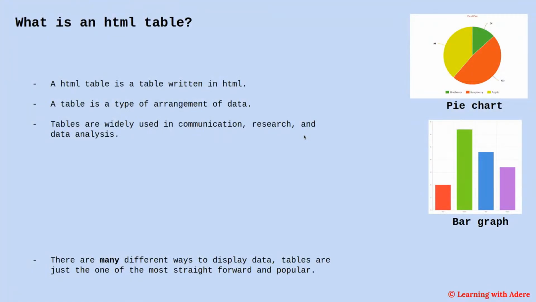So what is an HTML table? An HTML table is a table written in HTML. A table is a type of data arrangement. Other types of data arrangements you might be familiar with are bar graphs. You might have had to create these in school. Pie charts are another arrangement, and there are many others as well. Tables are widely used in communication, research, and data analysis. The reason we're specifically learning HTML tables is because it's one of the more popular and it's very straightforward. Just looking at the data and analyzing it is a lot more straightforward. Not really any visuals, but yeah, HTML tables.